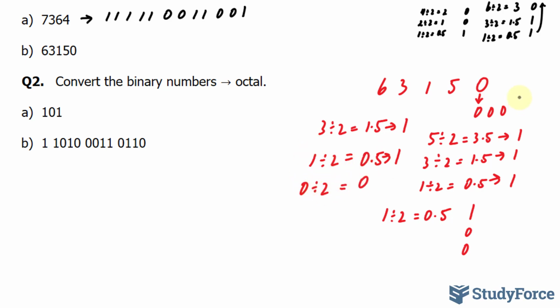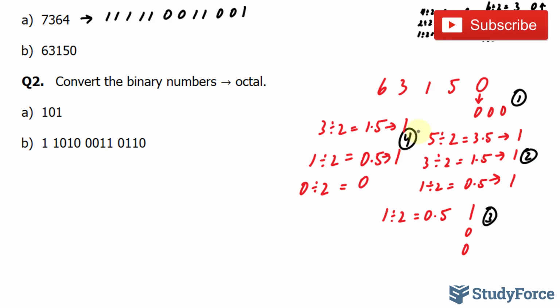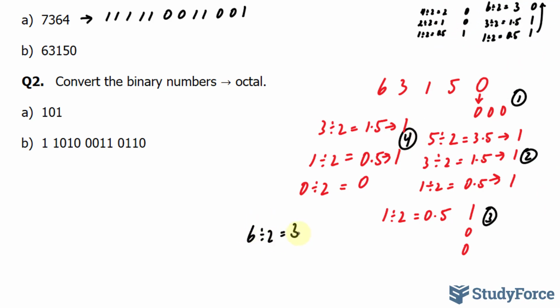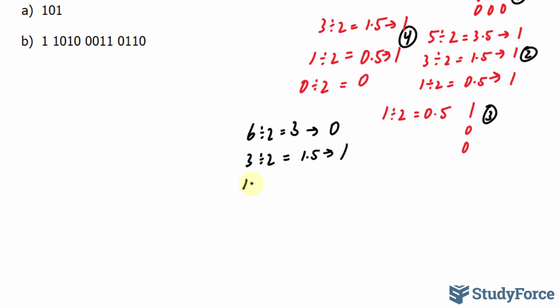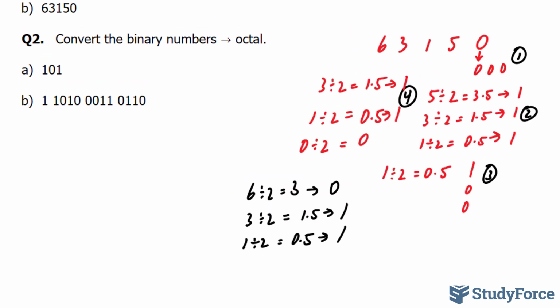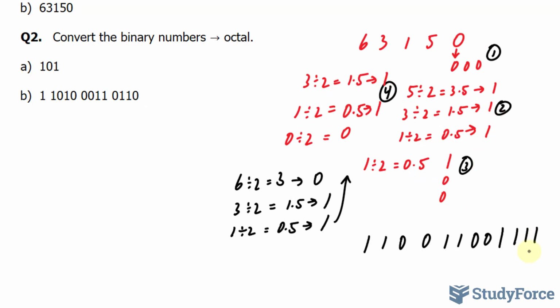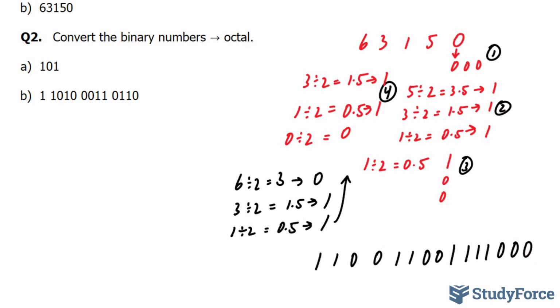And don't forget to keep track of these. So this is the first set, second, third, and now the fourth. That being said, 6 divided by 2 is 3, reads as 0. 3 divided by 2 is 1.5, that reads as 1. And 1 divided by 2 is 0.5, that reads as 1. Therefore, your final answer, starting from this set, is 110, 011, 001, 111, and 000. Now let's move on to question 2.